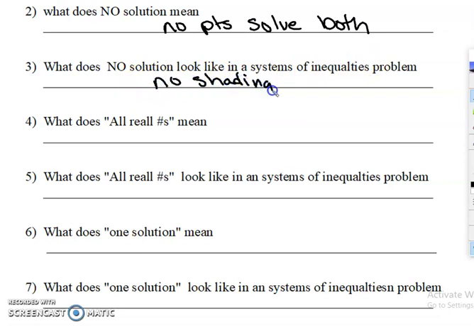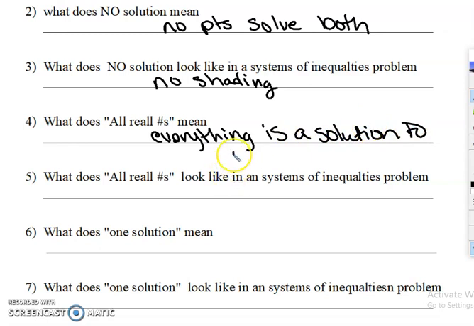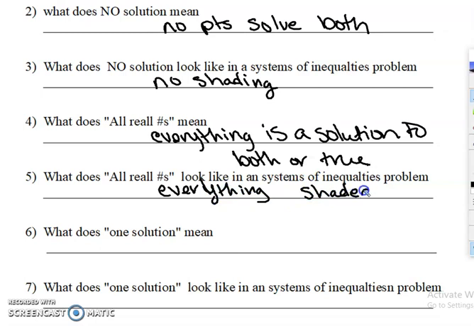I know you don't know what that means yet, but right now I want you to have the background knowledge before we go forward. What does all real numbers mean? Everything is true. Everything is a solution to both. What does all real numbers look like in a system of inequalities? Everything shaded. That's super rare. I can't even think of a time that happens, but I'm not saying it never happens. I might just be pregnancy brained out on it.